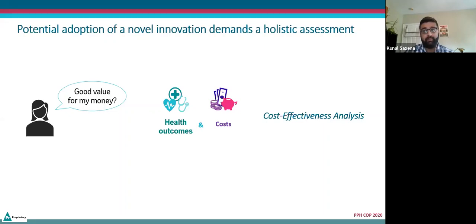about deciding whether the intervention is good, it gets the highest value for their money in a resource limited environment, which is healthcare in general. Next slide, please.